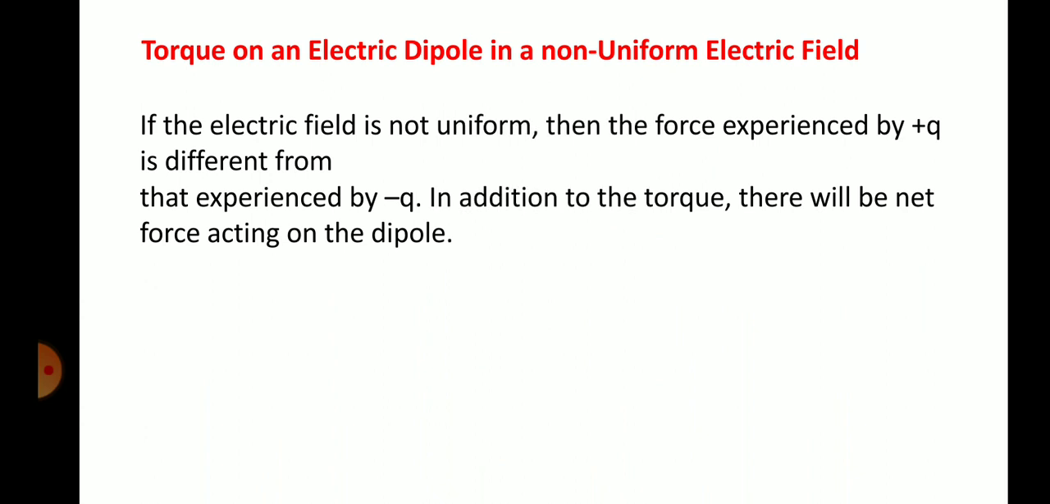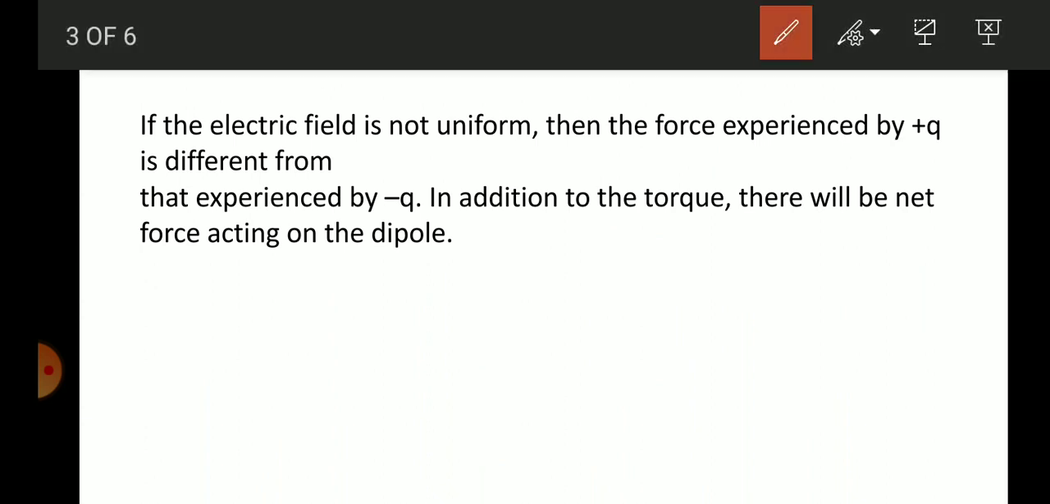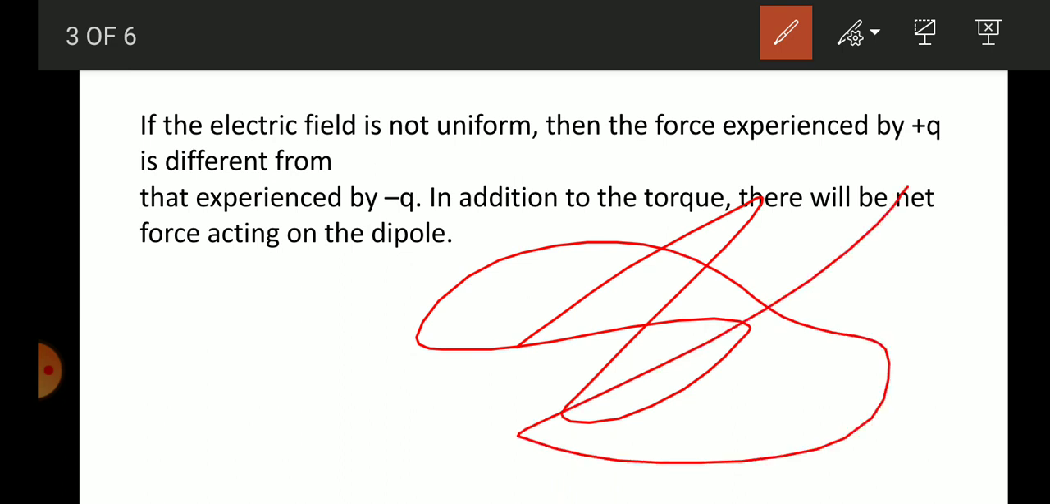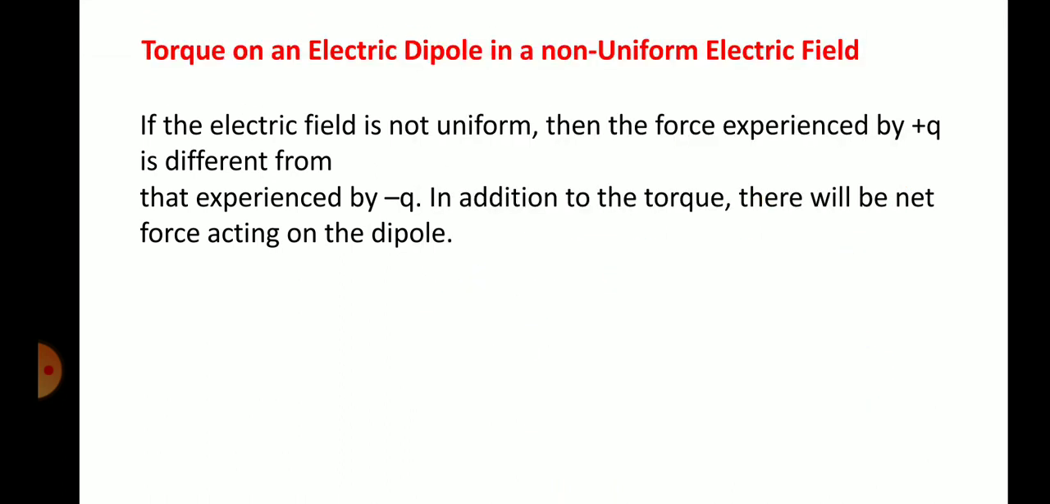Now what will happen when a dipole is placed in a non-uniform electric field? When a dipole is placed in a non-uniform electric field, that means the field is not uniform. It will be acting randomly. Then the force experienced by the plus q charge will be different and the force experienced by the negative charge will be different. We know that they are acting opposite, but since they have different values, the sum will not be 0, so there will be a force. So net force will not be 0 in this case.